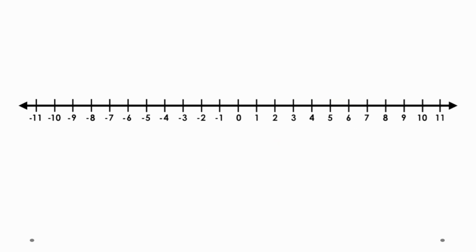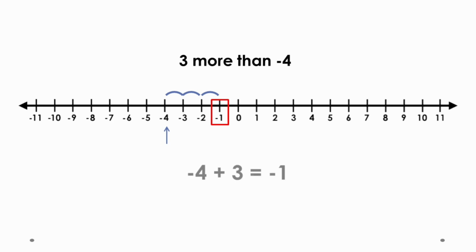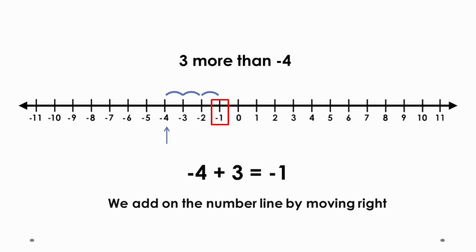Let's take up a negative number now. What will be 3 more than -4? In this case, we will start with -4 and add 3 to it. As we know, adding means going to the right. So we will start from -4 and go 3 places right. Where do we end up this time? We land at -1. So 3 more than -4, or 3 added to -4, is -1. So we add on a number line by moving right.